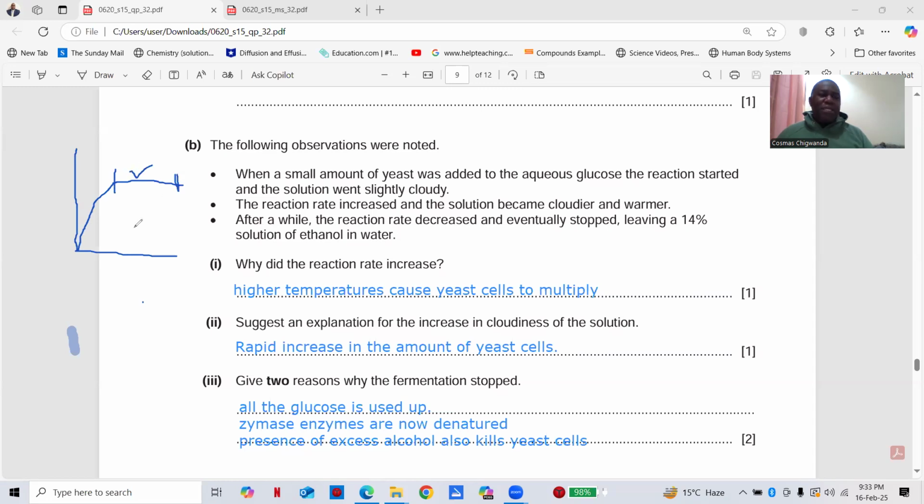And we are saying during this segment, maybe the glucose has been used up, okay? But we can also say the alcohol that was produced in the process is responsible for killing yeast cells, and that causes the reaction to grind to a halt. Yeast contain enzymes, and enzymes can be denatured. Remember, enzymes only work within specific optimum conditions. When you alter those optimum conditions, the enzymes are denatured, and your reaction will come to a stop. So those are the possible answers that we can have here.